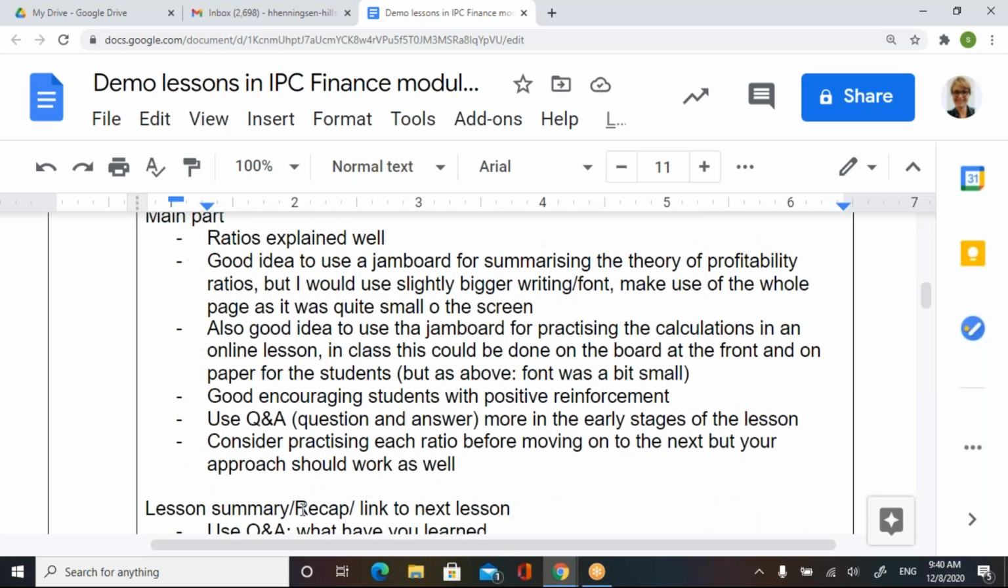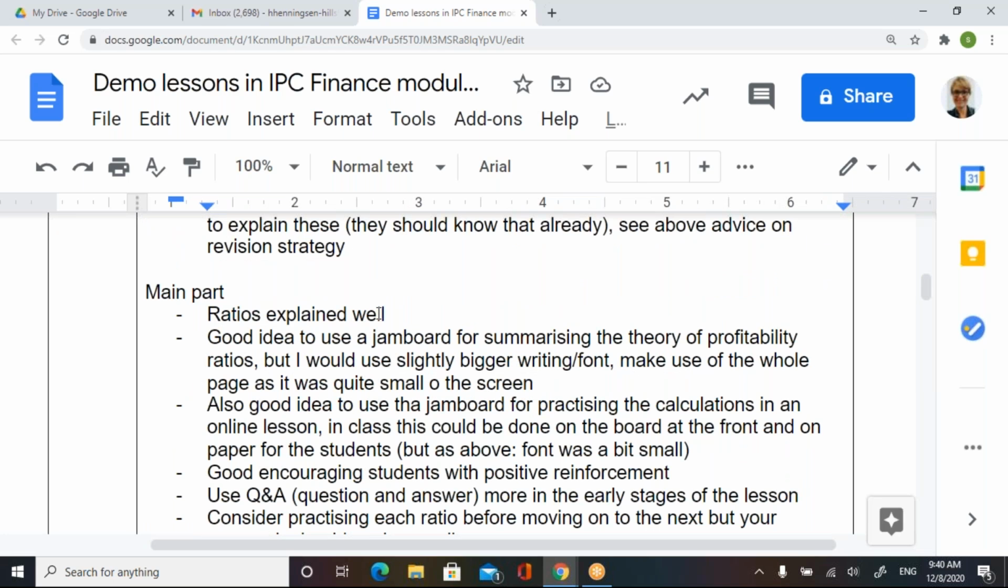Okay. For the main part, I thought you explained the ratios really well. I thought it was a really good idea to use the Jamboard for summarizing the theory of profitability, and it was a good call not to try and do any more than profitability ratios in one lesson. I think you've seen that it's quite time consuming to get that theory through, in particular as it would be 4 ratios. I did say if you want to cut out the markup, you can. It won't be part of the exam.